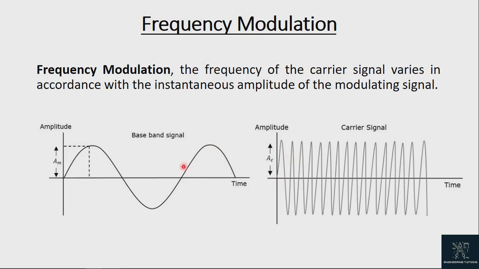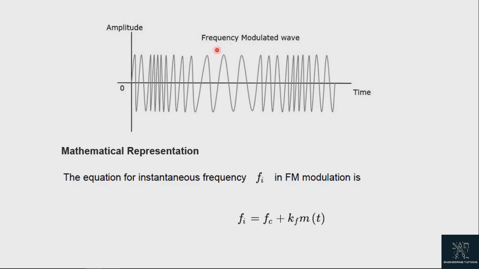This is the baseband signal according to the instantaneous amplitude of which the frequency of this carrier signal is going to be varied, resulting in this frequency modulated wave. We can see in this figure the frequency of the modulated wave increases when the amplitude of the modulating signal increases. Similarly, the frequency of the modulated wave decreases when the amplitude of the modulating signal decreases. Note that the frequency of the modulated wave remains constant and equal to the frequency of the carrier signal when the amplitude of the modulating signal is 0.